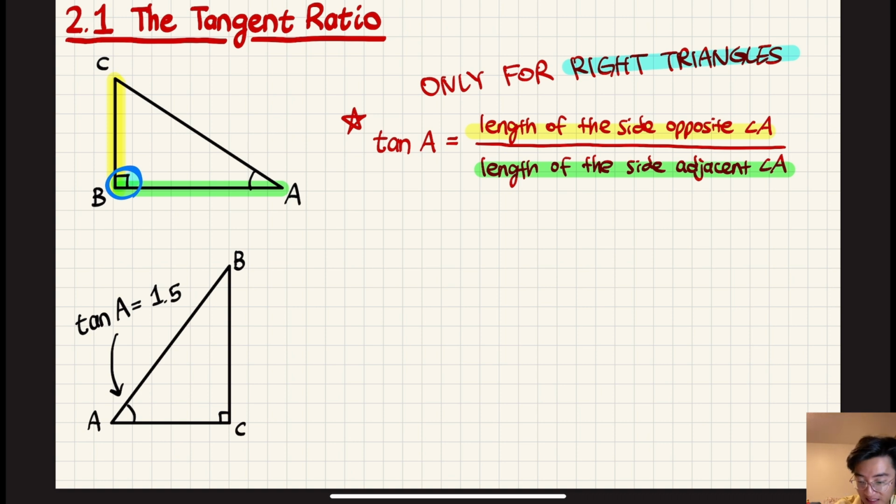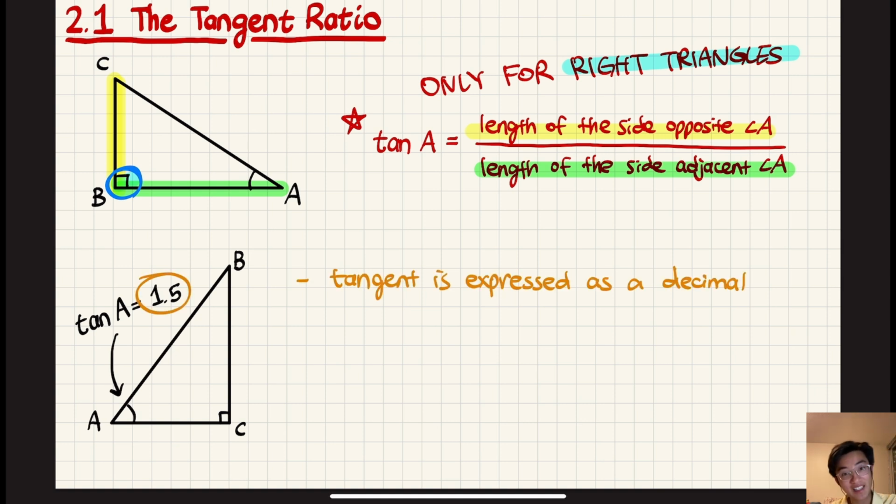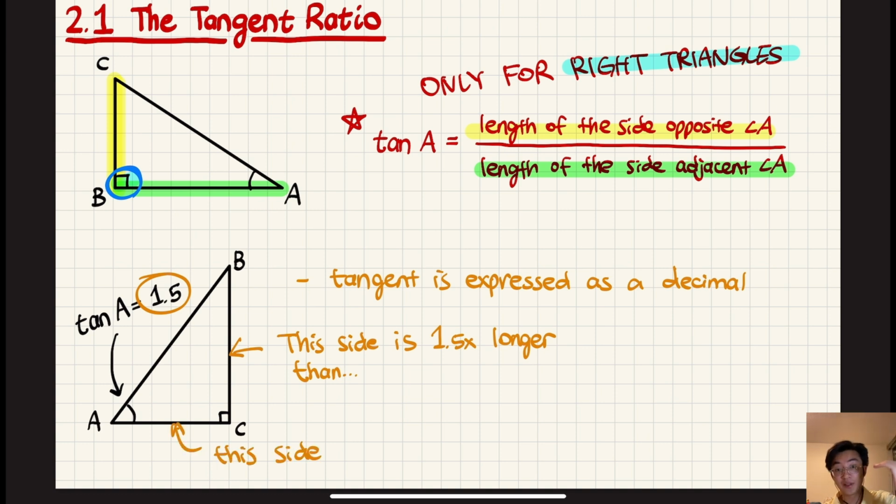Now, as you can see in the second triangle down here, tangent is usually expressed as a decimal. Since this is a ratio, all we are saying is that this side right here is 1.5 times longer than this side. Again, it's the opposite over the adjacent. In this case, we have the opposite side right here, and this side is 1.5 times longer than the adjacent side. So if it's a bigger number over a smaller number, then we get more than 1. If it's a smaller number over a bigger number, then we have less than 1.